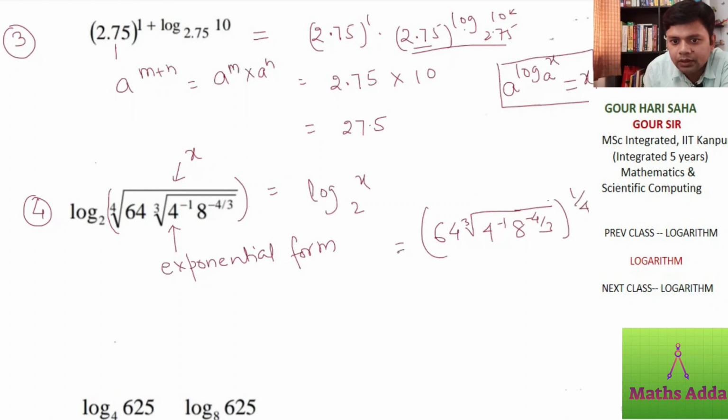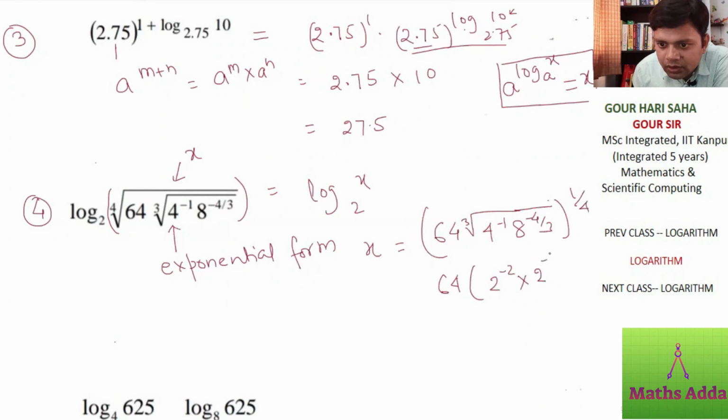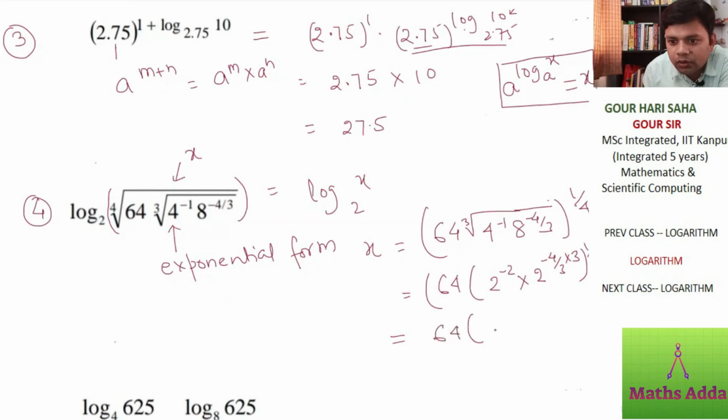Then what I am doing is simplifying x first, then I bring it here. 64, and then this is 2 to the power minus 2, and this is 2 to the power minus 4 by 3 into 3. 8 is 2 to the power 3, right? That's what I'm doing. And this is 1 by 3 power, and the whole power is 1 by 4. Go slowly. If you have some issues, pause it, focus on what I'm doing, then move ahead. 64, and this is now 2 to the power minus 2, and this is 2 to the power minus 4, all to the power 1 by 4.